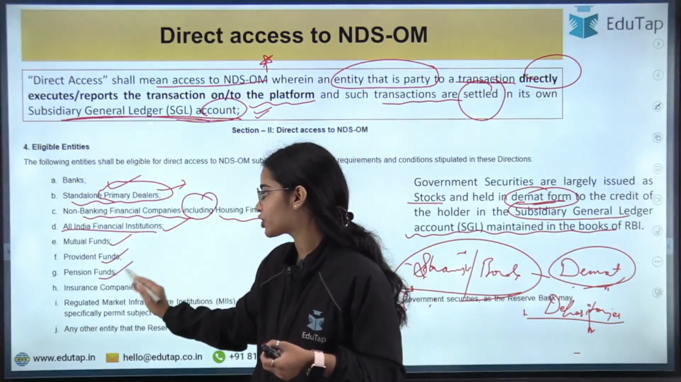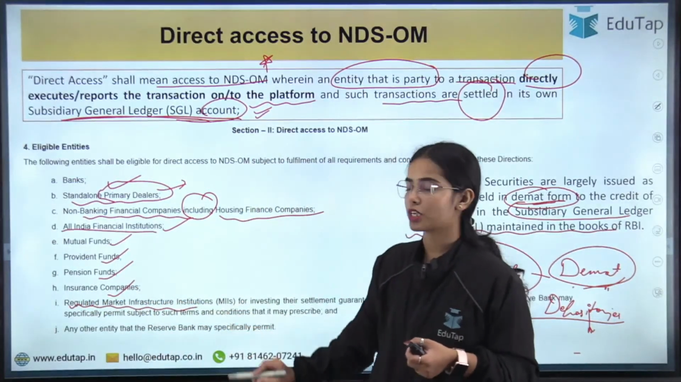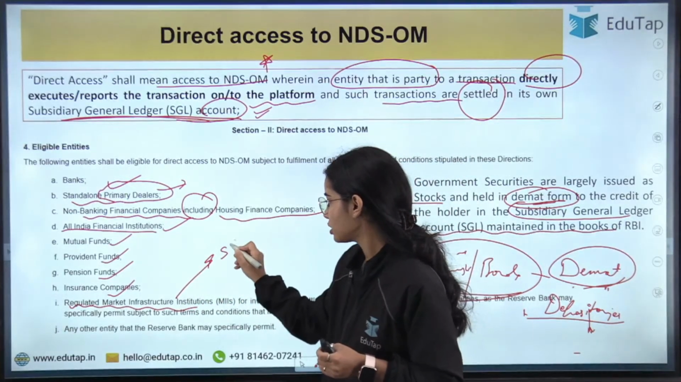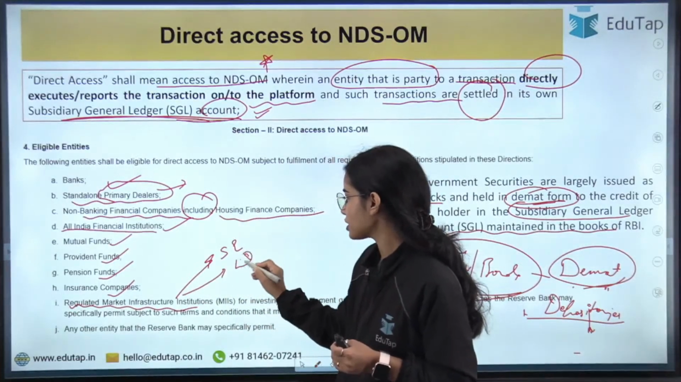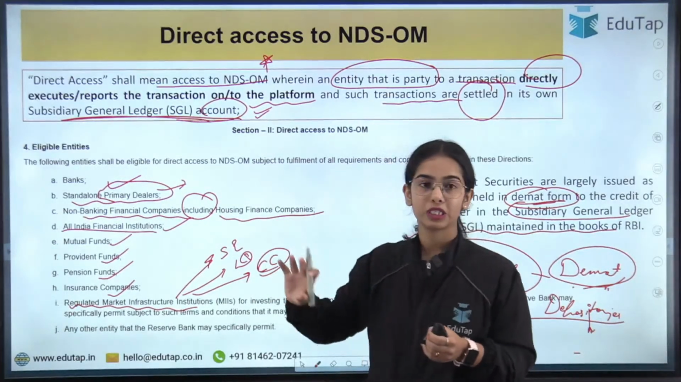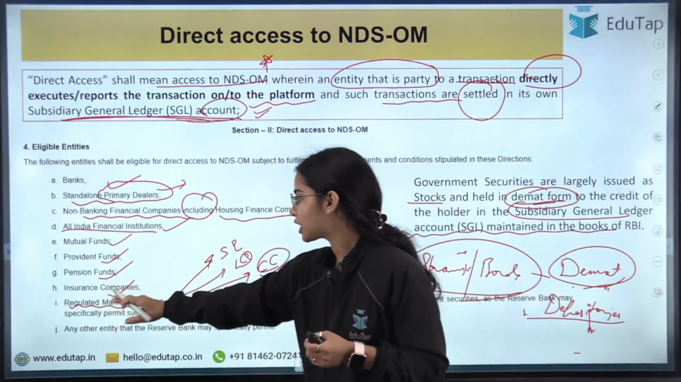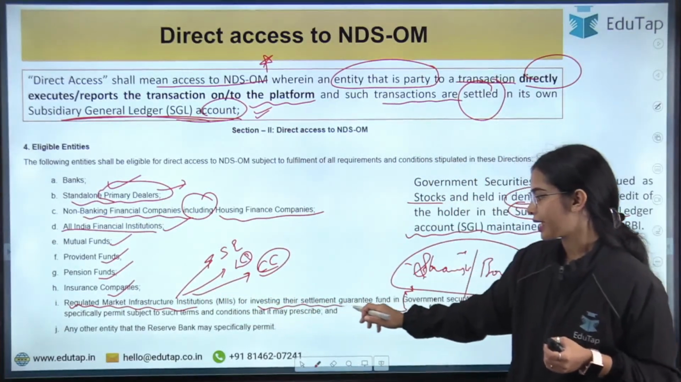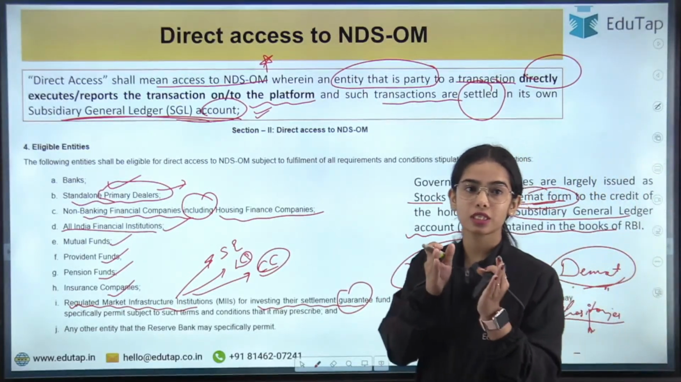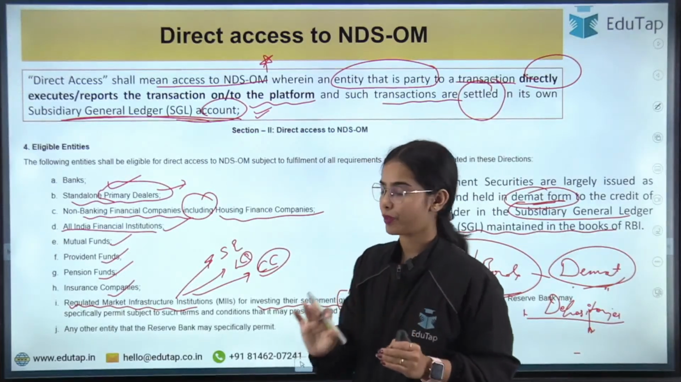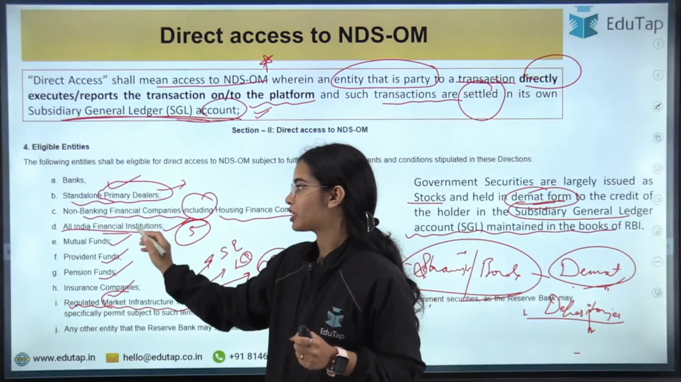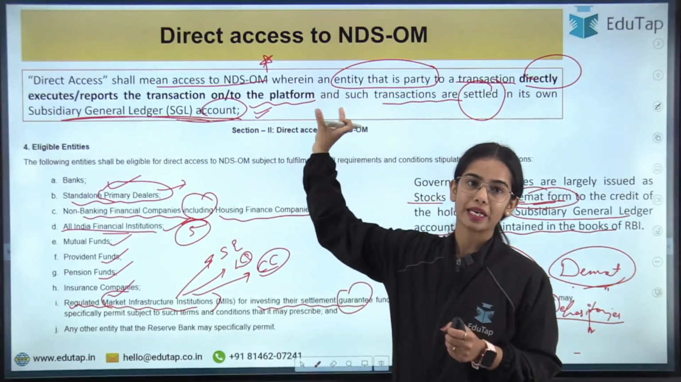Mutual funds, provident funds, pension funds, insurance companies, regulated market infrastructure institutions. Market infrastructure institutions are your stock exchanges, NSE and BSE, the depositories, that is NSDL and CDSL, and your clearing corporations, okay? So regulated market infrastructure institutions can also invest their settlement guarantee fund in government securities, okay? So these are the market infrastructure institutions. Yes, there are 5 all India financial institutions. They can also have direct access to NDS-OM, okay?